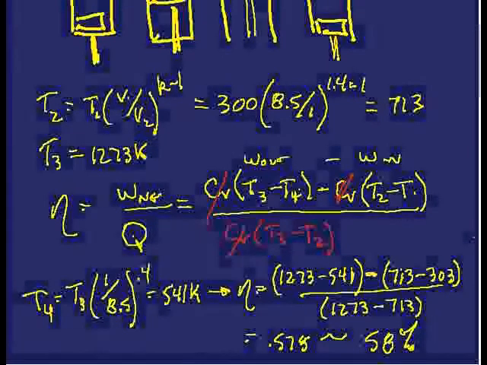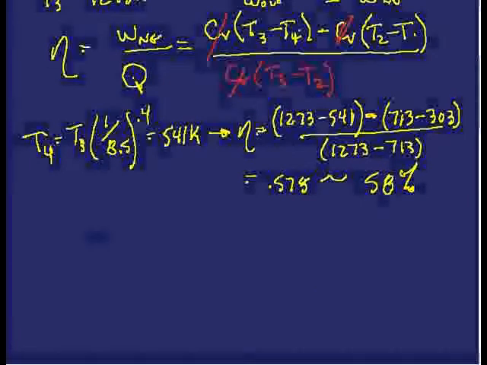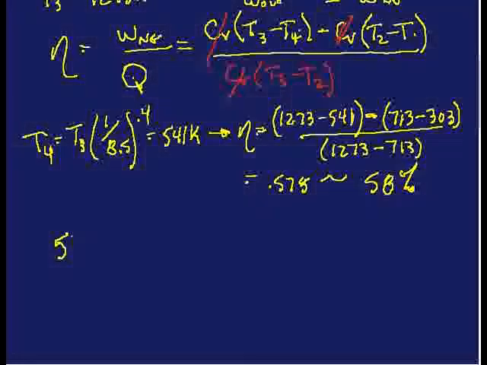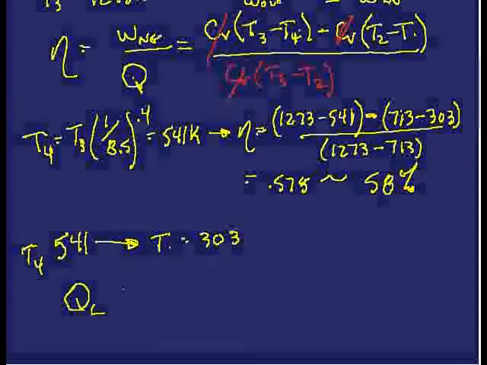Now the next thing we'll want to do, question 2, was to find the heat rejected. Well, the heat rejected back to the atmosphere would be taking this energy from the hot gas at 541. So that would be 541, T4, and bringing it back around to the starting point at T1 equals 303. So that Q, call that QL, to the environment would be Cv times T4 minus T3.